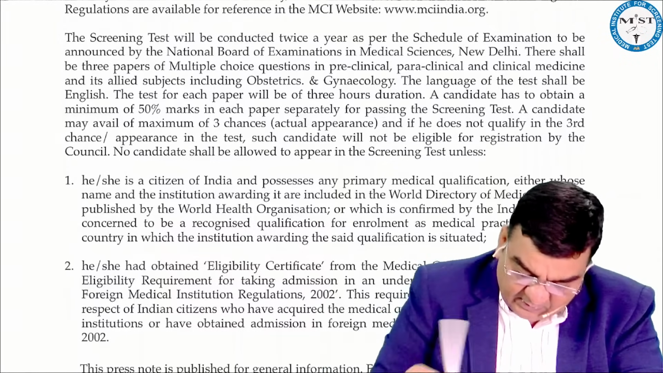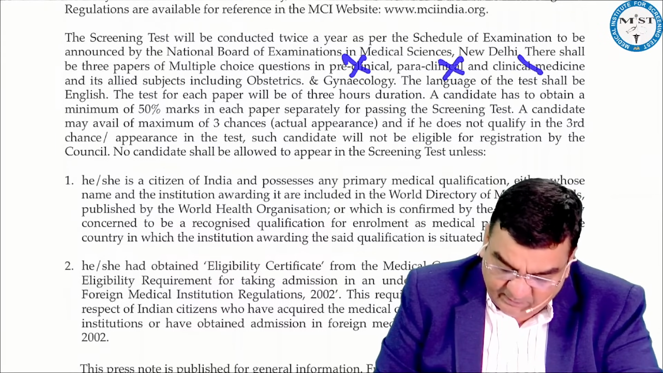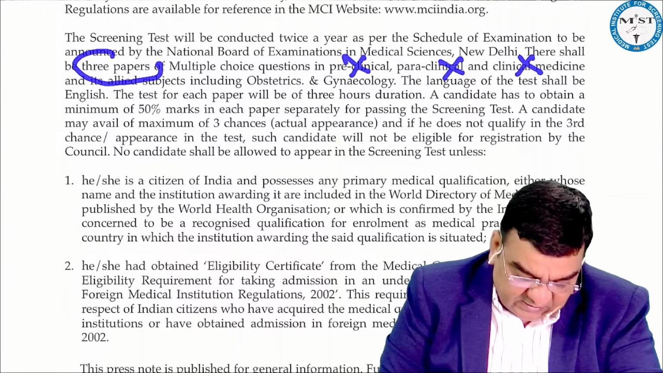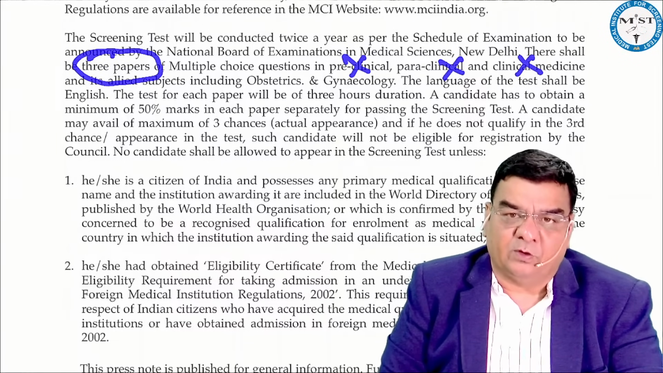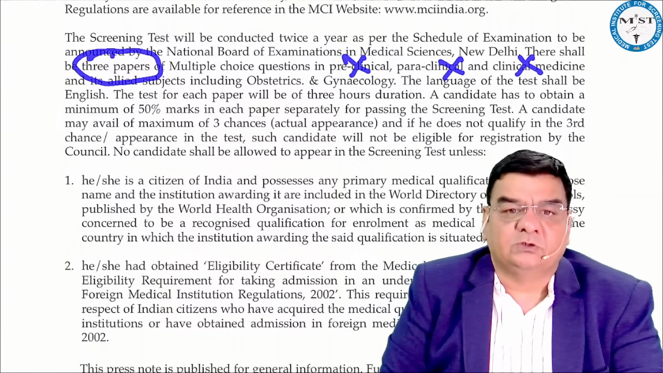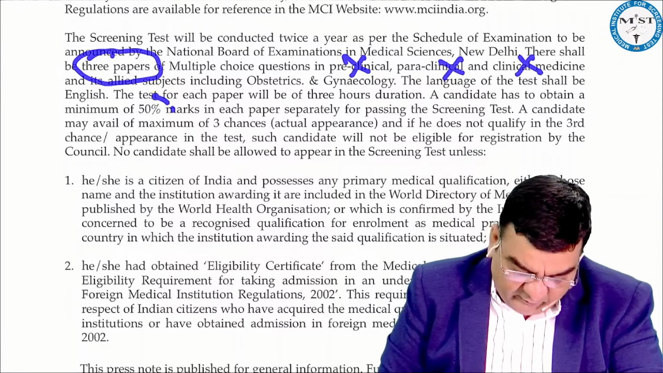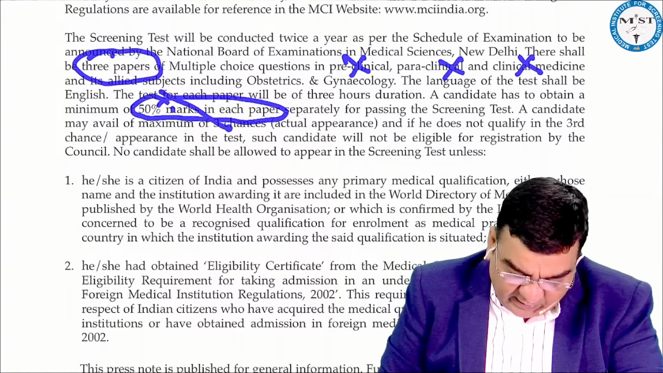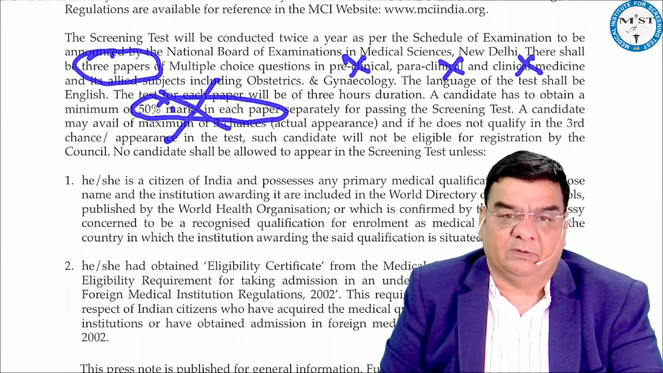Again, I feel, beta, that this is not applicable regarding the 3 papers, because they've clearly mentioned that there will be a paper 1 from 9 o'clock to 11:30 and paper 2 from 2 p.m. to 4:30 p.m. So do not get confused by looking at this. And again, 50% marks in each paper. Again, I feel that this was given earlier also, but this is not applicable. So in total, we have to score 150 marks.